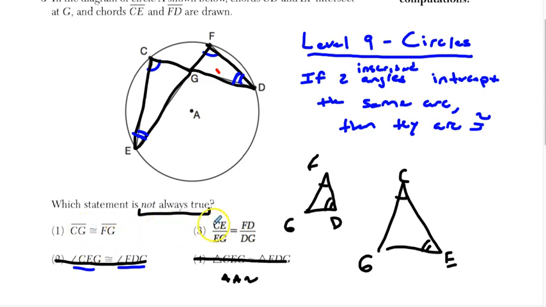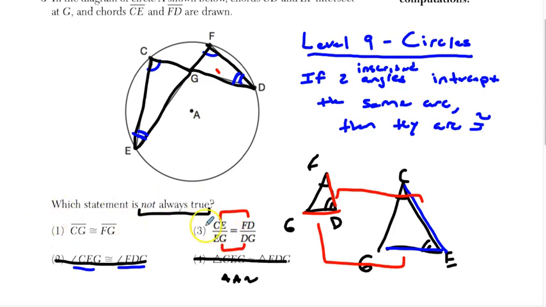And now we're down to these last two. This one says the ratio of CE to EG is the same as the ratio of FD to DG. And if you notice, that's also true because CE does correspond to FD and EG corresponds to DG. These are similar triangles. The ratios of those sides will be the same.